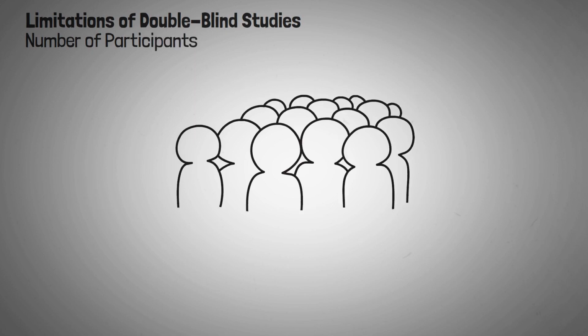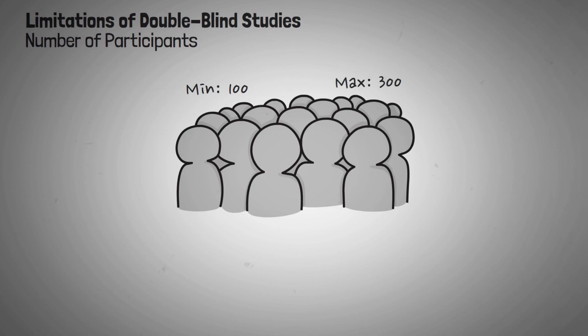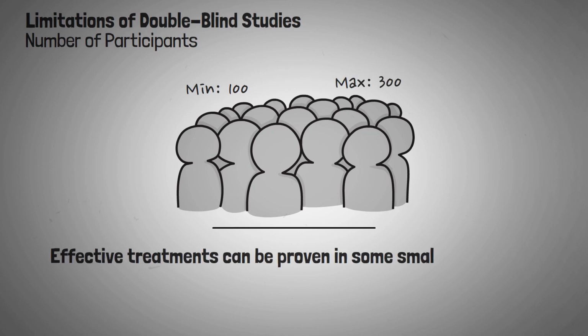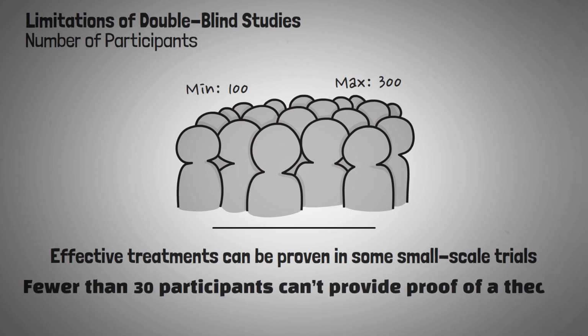Let's go back to the limitations of double-blind studies. Despite their significance, double-blind studies hold a number of limitations and are not applicable to every type of research. The first one is the number of participants. To be effective, a double-blind study must include at least 100 participants, and preferably as many as 300. Although effective treatments can also be proven in some small-scale trials, many double-blind studies are too limited in their size to provide a representative sample and establish meaningful patterns. Studies involving fewer than 30 participants generally can't provide proof of a theory.